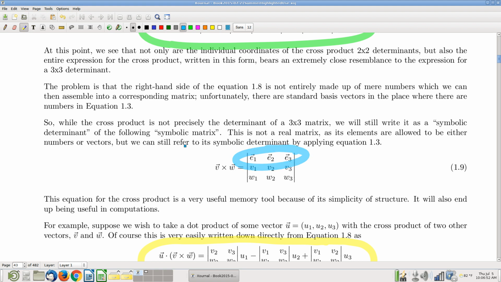Put standard basis vectors in the top row. First vector goes in the next row. Second vector goes in the last row. Just write them down, and then just make sure you know how to compute a 3 by 3 determinant. And the determinant will do the bookkeeping for you. Where do the minuses go? Where do the pluses go? The determinant is set up perfectly to do that for you. So since you have to memorize the formula for the determinant, you might as well let that do the work for you in allowing you to compute cross products. Okay.